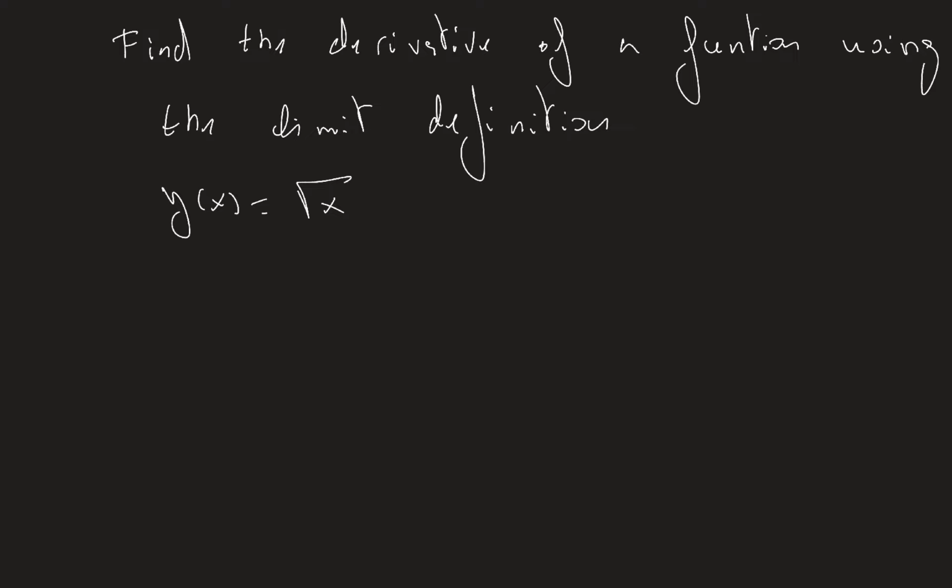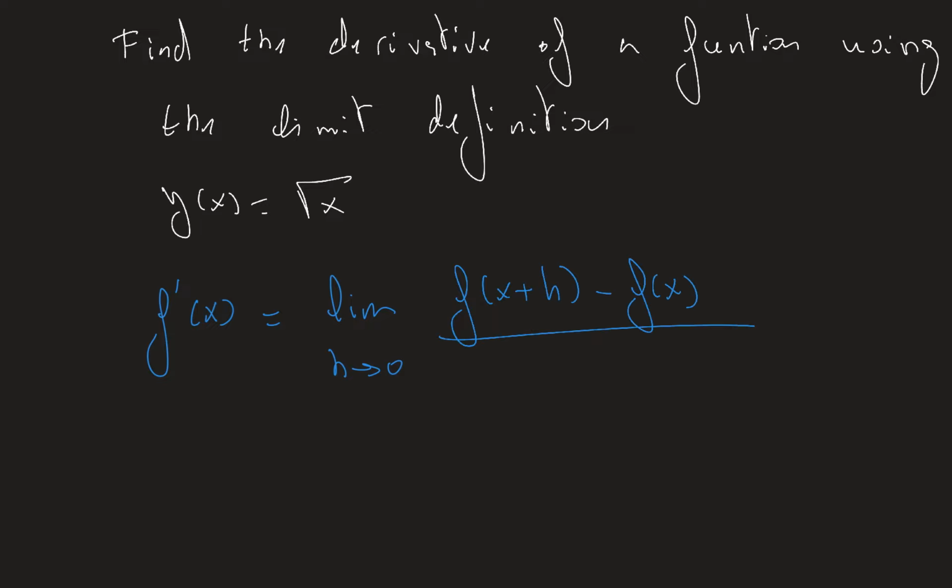Find the derivative of a function using the limit definition. The limit definition says like this: f prime of x is the limit when h approaches 0 of f of x plus h minus f of x, divided by h.